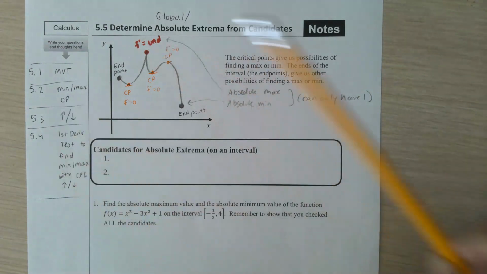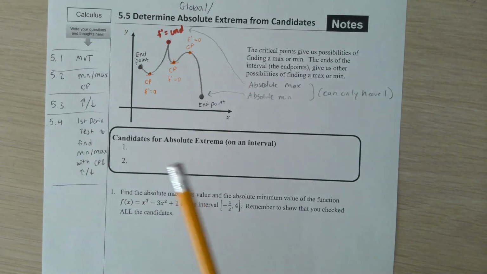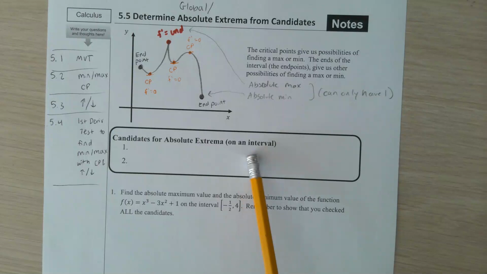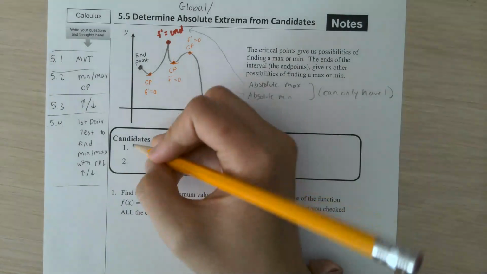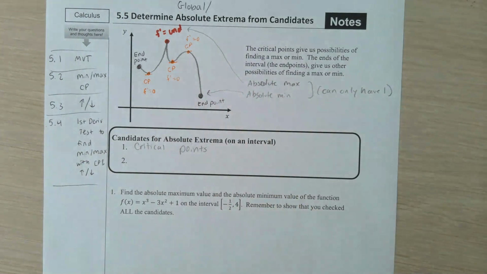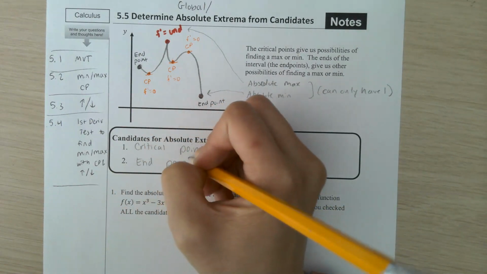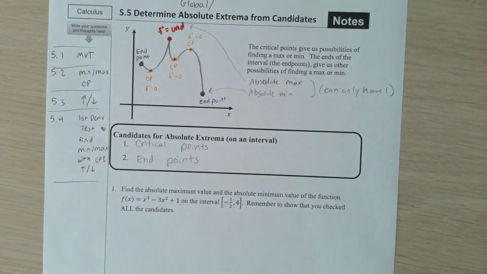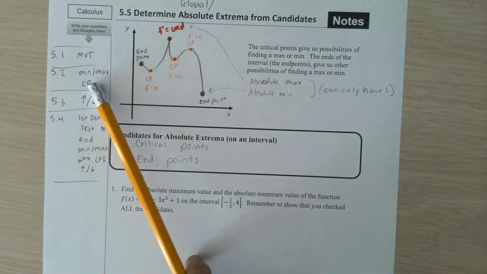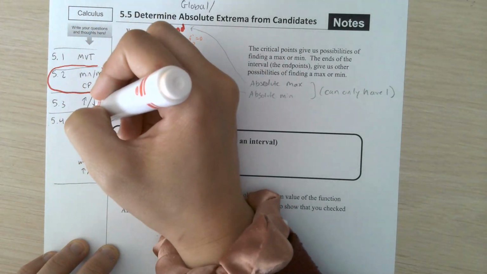Okay, so again, this is all sort of recap, nothing really crazy, no crazy calculus. So we have candidates for absolute extrema on an interval. So we have our critical points, which we've been solving for with our derivatives. And then in this lesson we have endpoints. When we were doing 5.2, sometimes the endpoint was the minimum or the maximum. So just to make it a little more obvious, this lesson, 5.5, is really only using 5.2 and 5.4.